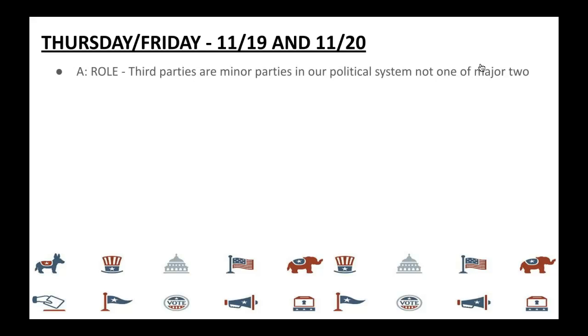So what role do third parties play? Well, third parties are minor parties in our political system, and they can in many ways be defined as just not being one of the major two political parties. So for the future, when I say third parties, I'm not referring to Democrats or Republicans, and you'll see a big list of third parties later on throughout this lesson. Now, third parties actually serve a function. In fact, they take on different roles to challenge the two main parties in place.